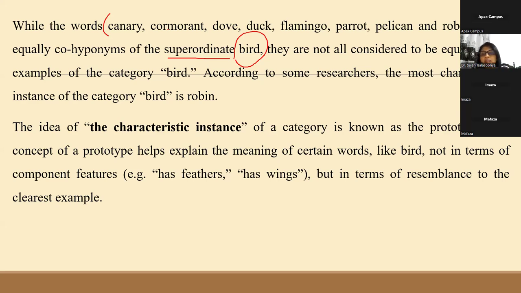Okay. But imagine that you have to select one species of birds from the bracketed list. Which word do you select to represent the bird category? As a representing word of birds. What do you think? Canary, cormorant, some types you might not be very familiar with in our country, also in Sri Lanka. Parrot, pelican. Actually, it is said that robin is the most suitable type of bird that can be used to represent the bird category.